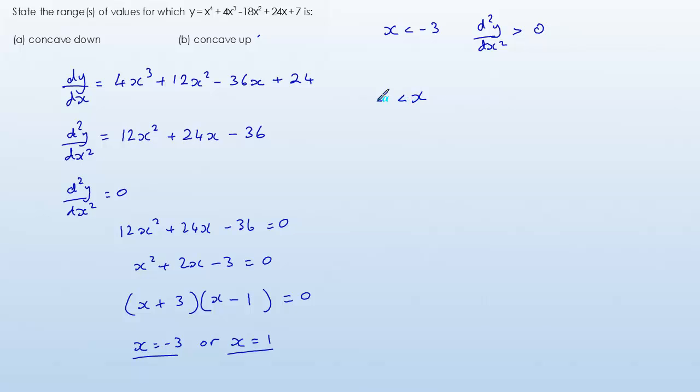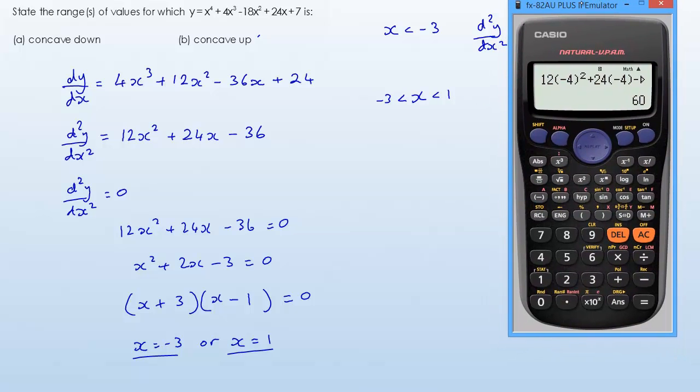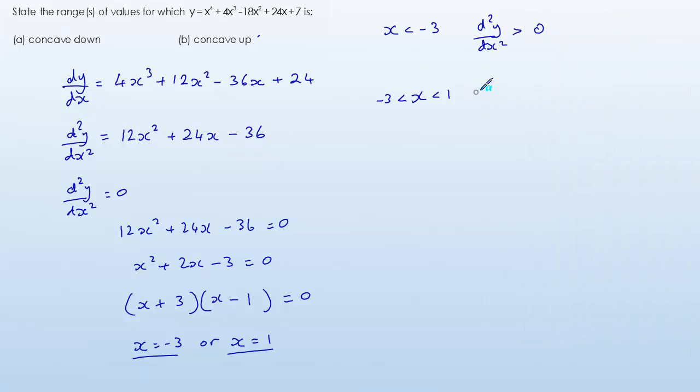Let's look between negative 3 and 1. So let's just choose a value there such as 0. So for 0 we can see it's negative 36. So d2y/dx squared is less than 0. And let's look at x is greater than 1, so choose a value like 2, for example.